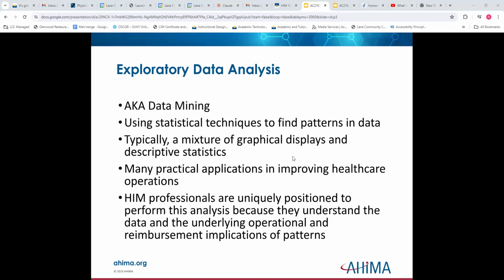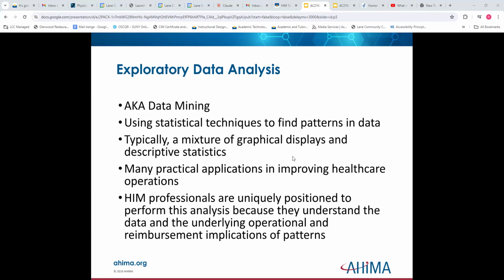Some of the exploratory data analysis that we use involves data mining, right? So basically we're collecting data, typically from an EHR system, and then we're using statistical techniques to find patterns. Who is our most frequent payer? What is the most frequent procedure done in a hospital setting?